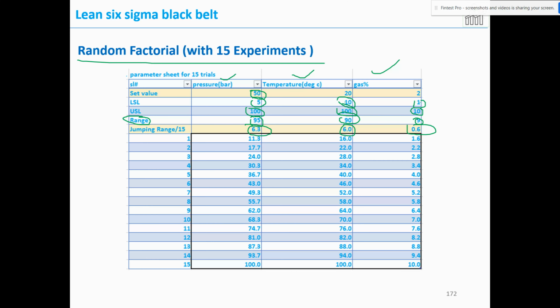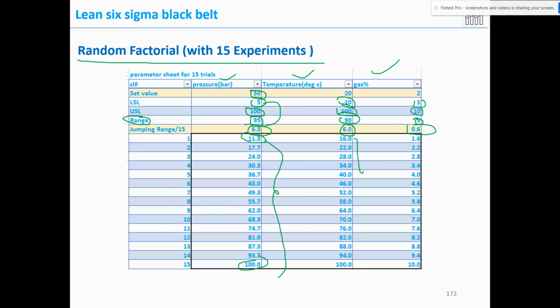That means the entire changeable range from lower to higher limit is divided into 15 experiments. Then you'll get a jumping step of 6.3. Now for the LSL, we'll add 6.3. You'll get 11.3. To 11.3, we'll add 6.3. Like this, when you keep adding, you will end up with 100, which is nothing but the USL, the maximum you can change the pressure. Therefore, you will cover everything in the 15 experiments.